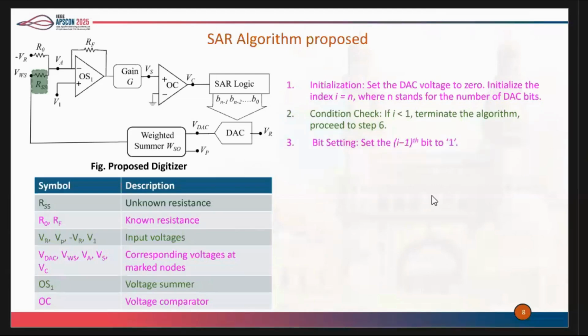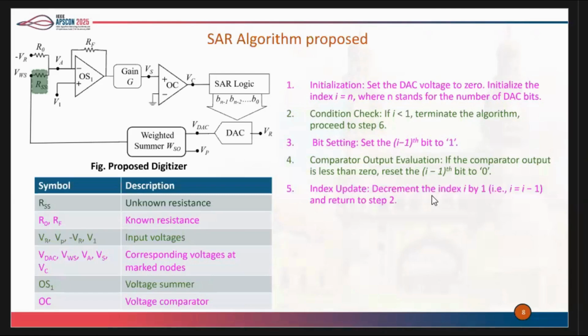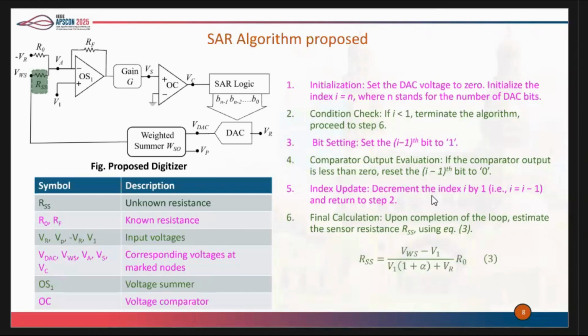We set the I minus 1 bit to 1, that is, the most significant bit to 1. And when the most significant bit is set to 1, we check the output of the comparator. If this value is greater than 0, we reset the I minus 1 bit to 0, else we leave it as 1. Now we update the index, and this loop repeats. Upon completion of the loop, we can estimate the sensor resistance RSS using this equation.